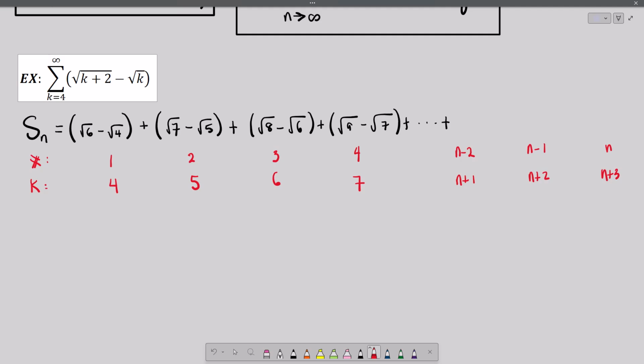So I just need to plug this in then. So the k gets plugged in. So k is n plus 1. So it's going to be n plus 1 plus 2. So that's n plus 3 inside of the square root minus the square root of n plus 1. This term, we're going to plug in k equals n plus 2. So we get n plus 4 and n plus 2.